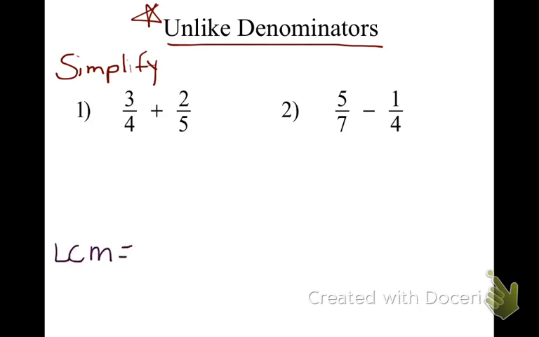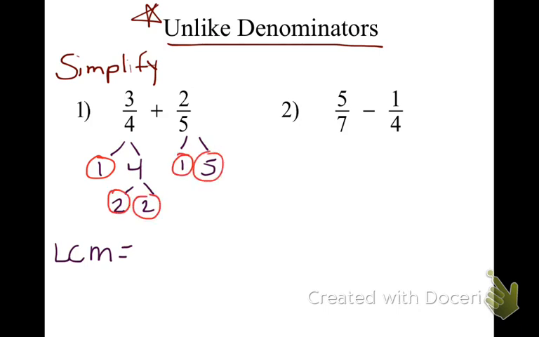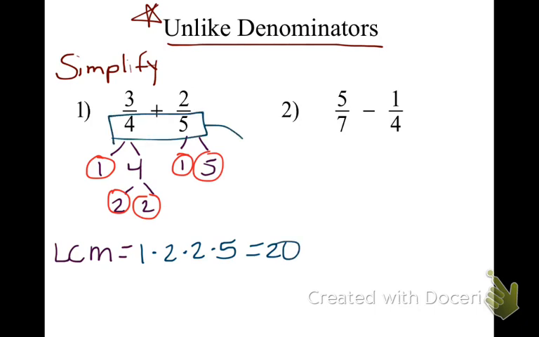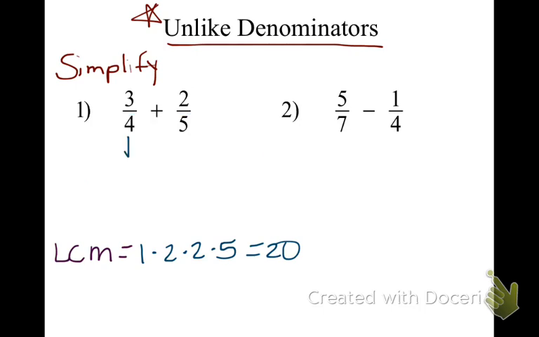So I have 4 and 5. If I break it down, 4 is 1 and 4, 2 and 2, 5 is 1 and 5. If I circle all my primes, what's my least common multiple going to be? It's going to be 1 times 2 times 2 times 5, which will give me 20. And also, if you looked, 4 and 5 have nothing in common, so 20 automatically should be my least common multiple. So I've chosen 20 as my least common multiple.